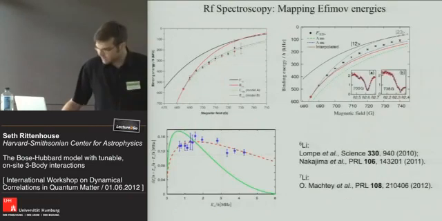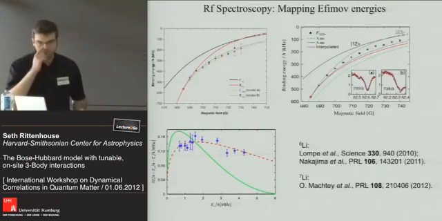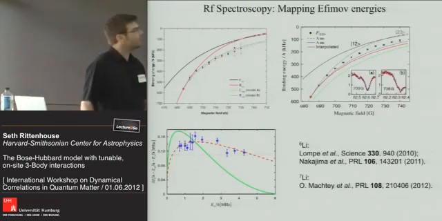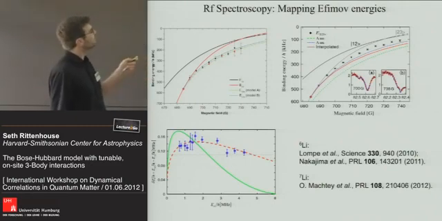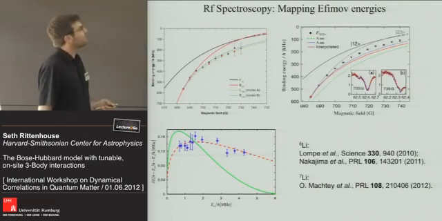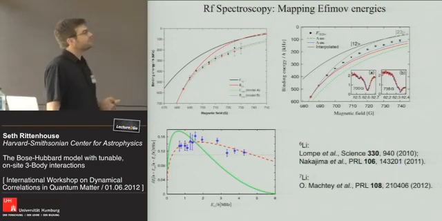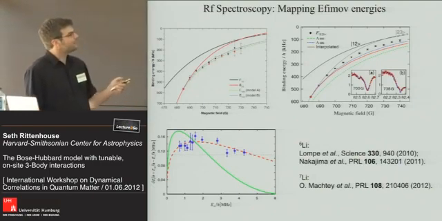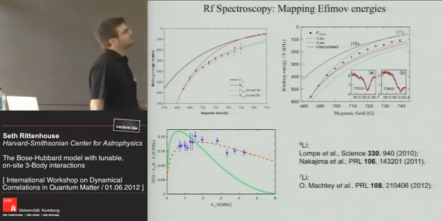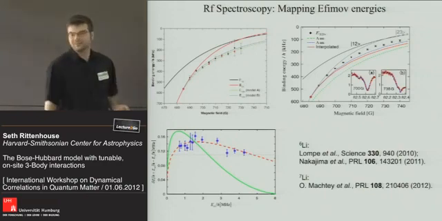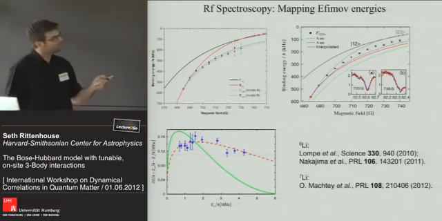So here's some of the experiments that have done this. The first one, I should have probably mentioned this, was done in Selim's group in Heidelberg. That's this one here, where they started mapping out these Efimov binding energies, and they saw it fit the universal theory very nicely. And then after that, the Tokyo group did the same experiment and found that it didn't fit the universal theory that nicely, but still, I think it's pretty close.